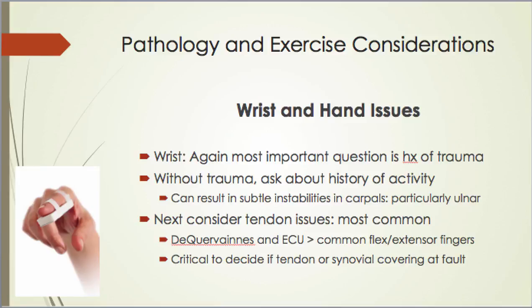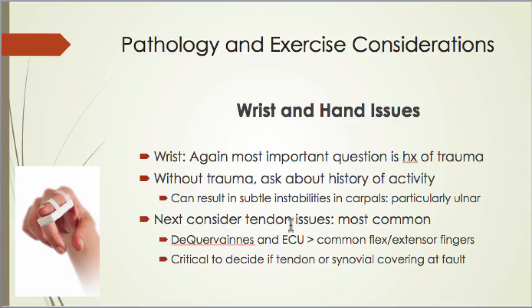it's important to recall if there's a history of trauma in the elbow, wrist, and hand. So without trauma, we should ask about history of activity. For me, lots of sports when I was a kid. So my ulnar wrist, I believe, has instability from playing golf, tennis, softball, baseball, ping pong, you name it, foosball. I did everything. So I probably have some subtle instabilities in the carpals, particularly on the ulnar side. So asking about past activity is important.